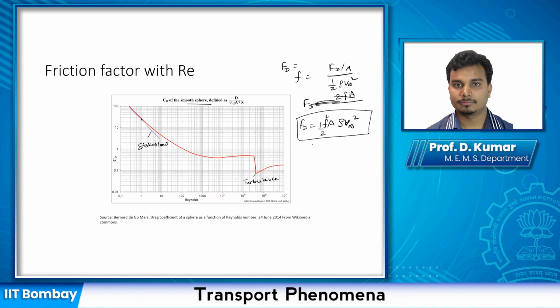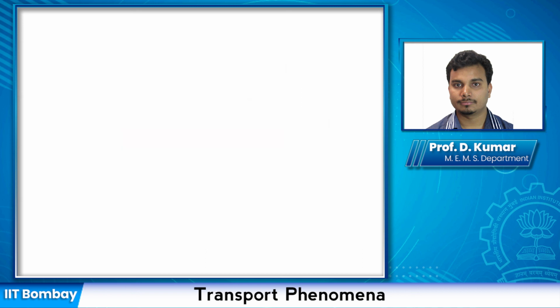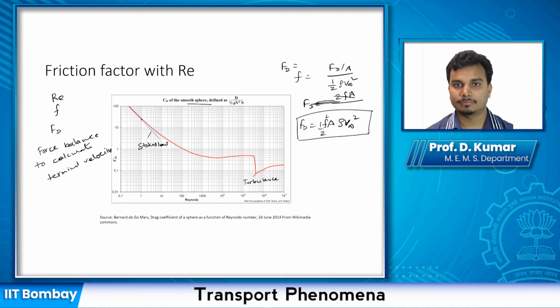So again, the typical method is that you start by calculating the Reynolds number first, then you read this graph to get the friction factor, and then you calculate the drag. If you have to calculate terminal velocity, then you use the force balance to calculate terminal velocity. We saw that earlier as well. Just note that you have similar graphs available for other curved surfaces like cylinders or discs and so on.